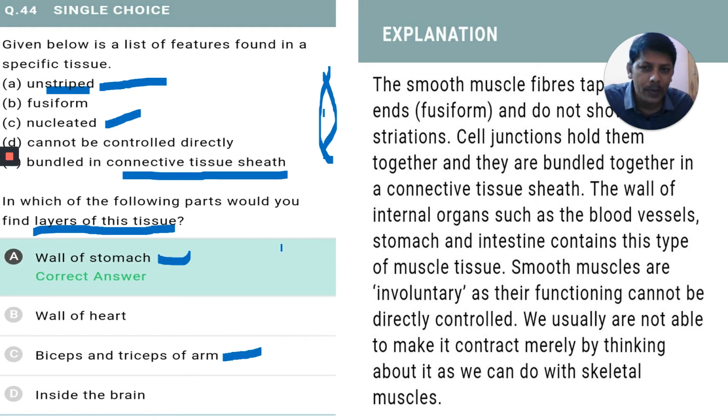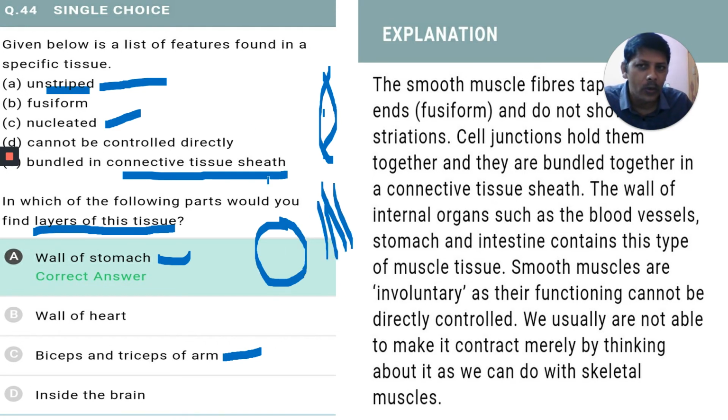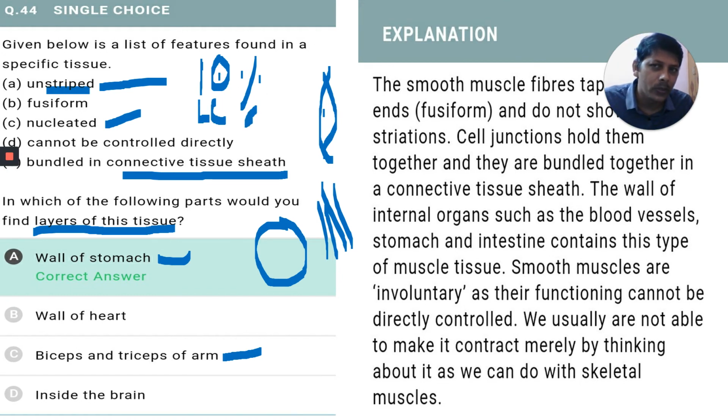The wall of the stomach consists of three layers. One is the longitudinal layer. You can remember those layers with this trick called 10%. One means longitudinal, this is circular, and this is oblique. With the symbol 10%, you can remember from outside to inside, longitudinal, circular, oblique, or inside to outside, oblique, circular, and longitudinal.